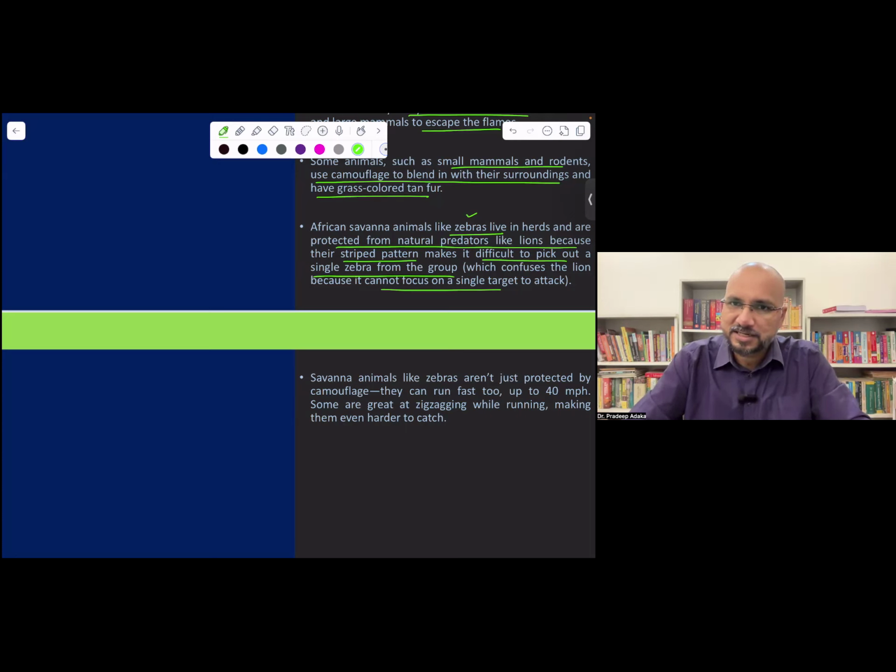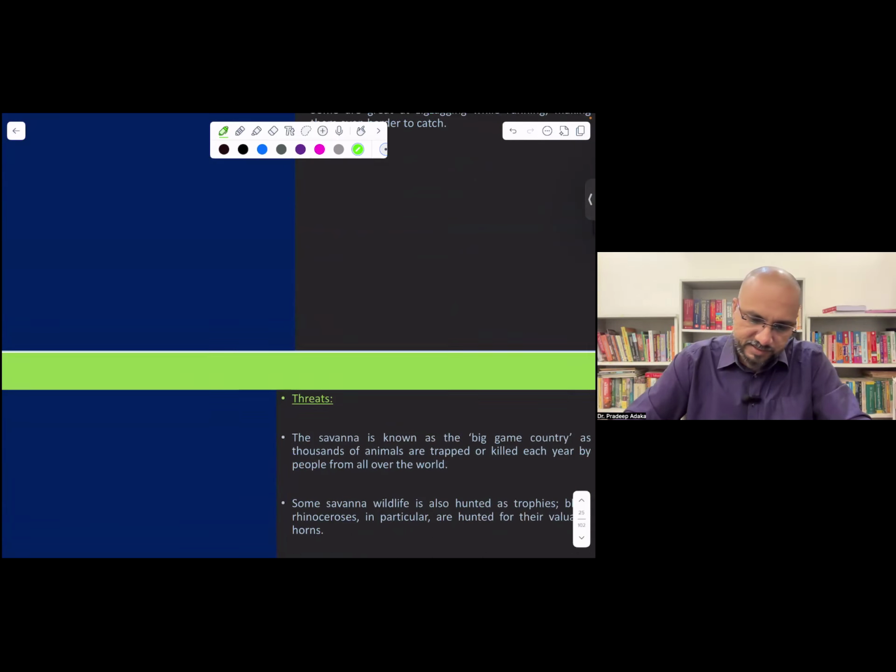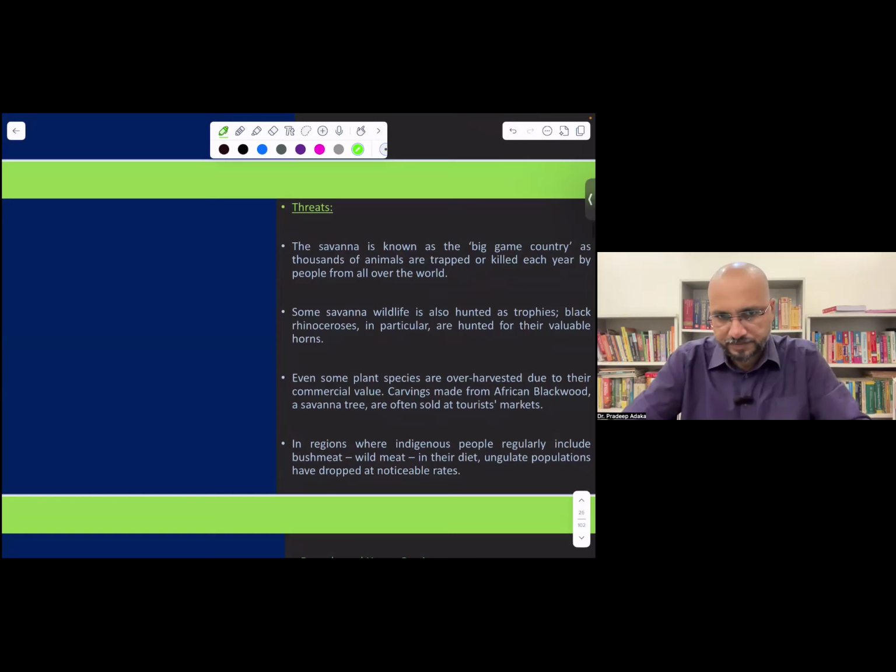It is not that zebras are slow, right? They belong to the same horse family, Equidae. So savanna animals like zebra aren't just protected by camouflage, they can also run very fast, up to 40 miles per hour. And they are very good with a zigzag pattern. They can run in a zigzag manner so that they are difficult to catch. So these are some of the adaptations of animals in the savanna.